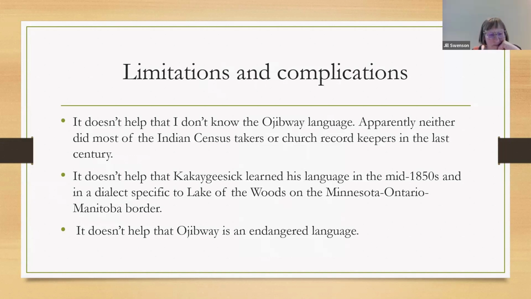But there are real limitations and complications here because I don't know the Ojibwe language. And apparently not a lot of other people did either, right? So there are a lot of transliterations where they tried to put into English letters what they heard someone say, right? So Ojibwe is Chippewa, and the word Chippewa is actually a term that was used by other tribes to describe this tribe. It means puckered toes, describing the kind of moccasins they wore, which were puckered on top of the foot.